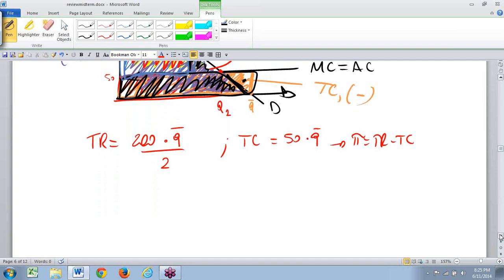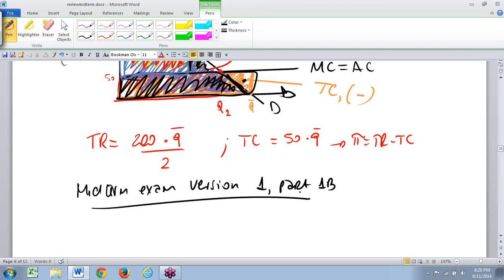Okay, so midterm exam version 1, part 1B. Consider a perfectly competitive market for a normal good. A specified increase in consumer money incomes results in a larger change in the market price of the good if the price elasticity of supply of the good is 1.5, than if the price elasticity of supply of the good is 2.